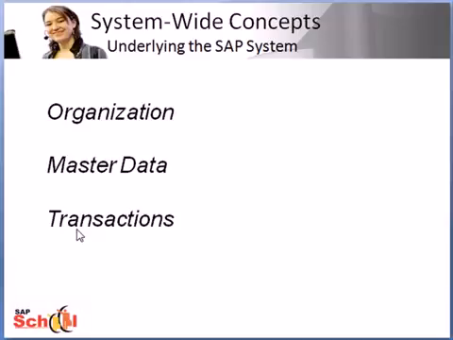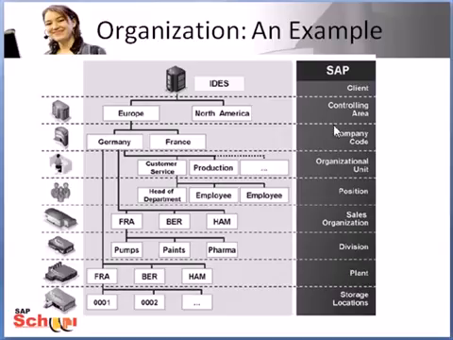Transactions are application programs that execute business processes in the SAP system. Examples include creating a sales order that we saw previously, changing a customer master, or displaying a sales order list report, for example. So here is an example of how the SAP's organizational elements are set up to map on to a real company. At the top of the hierarchy, you have the client. The client is the highest level element of all the organizational elements. It represents the enterprise, the headquarters, or the main group holding company.